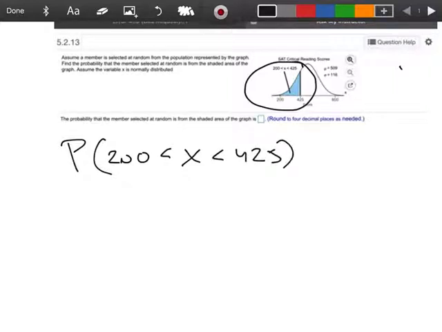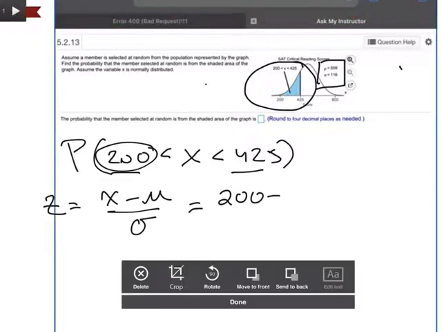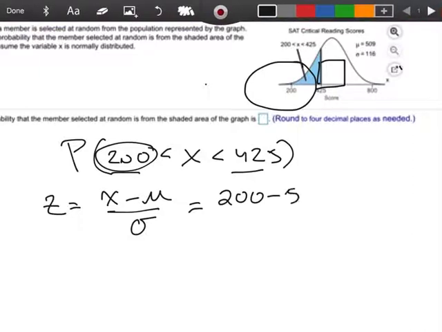425. So the first thing we're going to do is convert these x values here to z-scores. Okay. So remember, the formula for my z-score is as follows: x minus mu divided by sigma. Okay, so the first one we're going to do it for 200. So we're going to say 200 minus, here is my mu and here's my sigma. So it looks like, let me see if I can zoom in a little bit. Yeah, it looks like our mu is 509 and our sigma is 116. So this is 509 and this is 116.